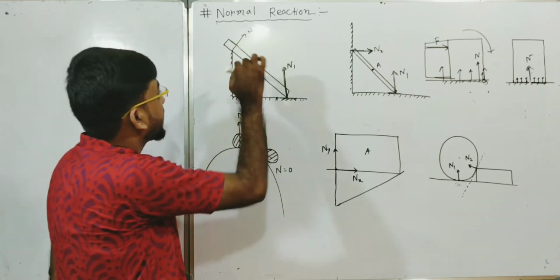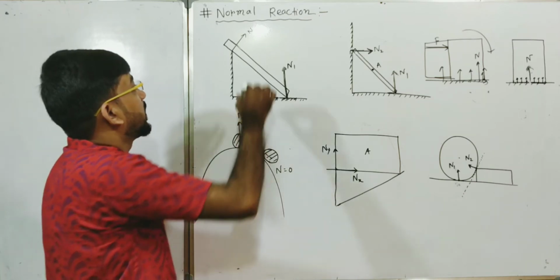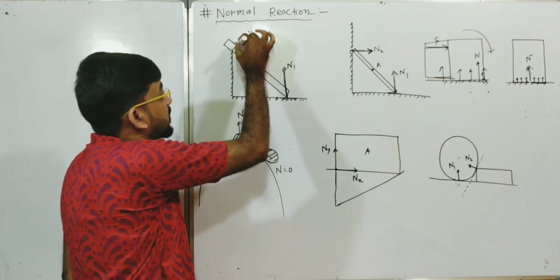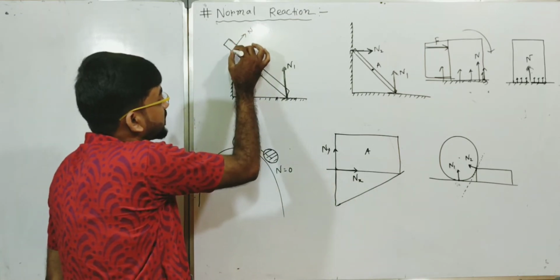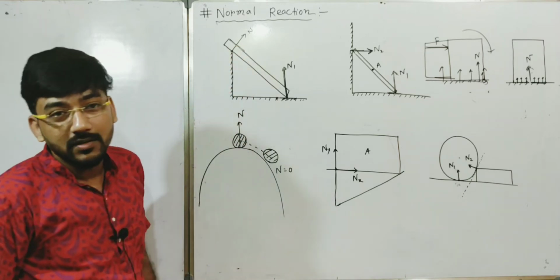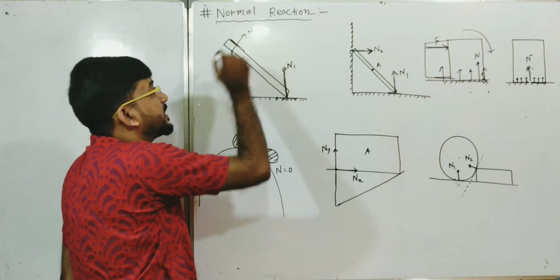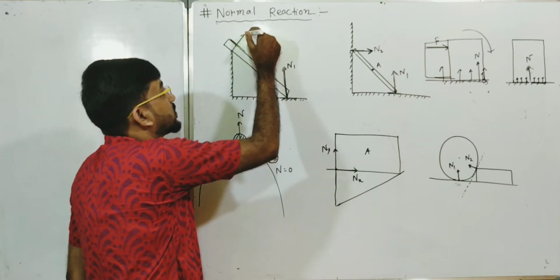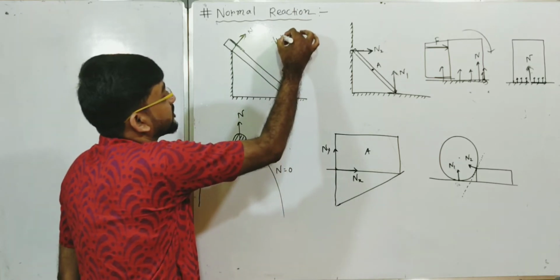If you cannot find the perpendicular to the surface, you have to draw the normal reaction perpendicular to the object surface. So this is the object surface and this is the contact point. But at this contact point, there is no perpendicular, no normal. But if you see this plane, this is the plane of the object, and here there is a normal. So this will be the direction of the normal reaction. This is, you can say, a trick.